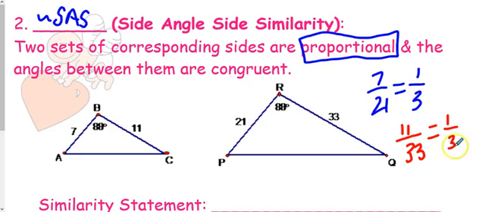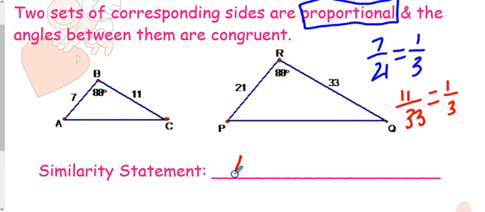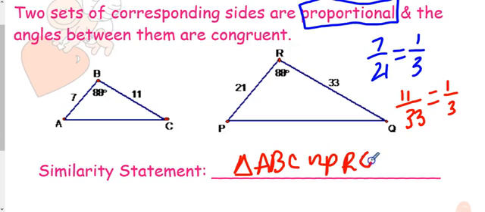As long as those are the same and the angle in the middle is the same, we can say that those triangles are similar. So triangle ABC is similar to triangle PRQ. Again, order matters, so please make sure you're checking to see that the angles and sides are going together as they should.